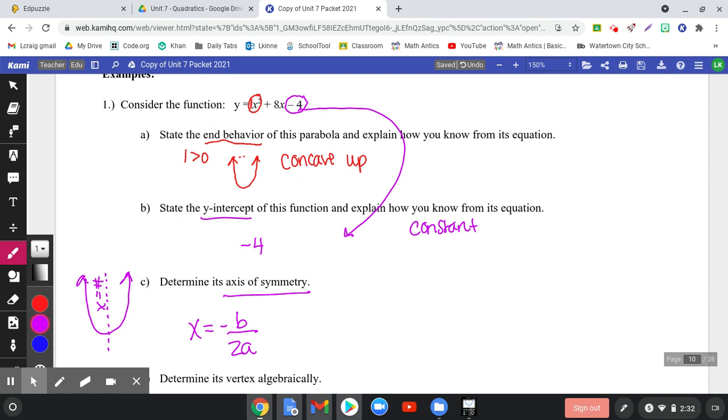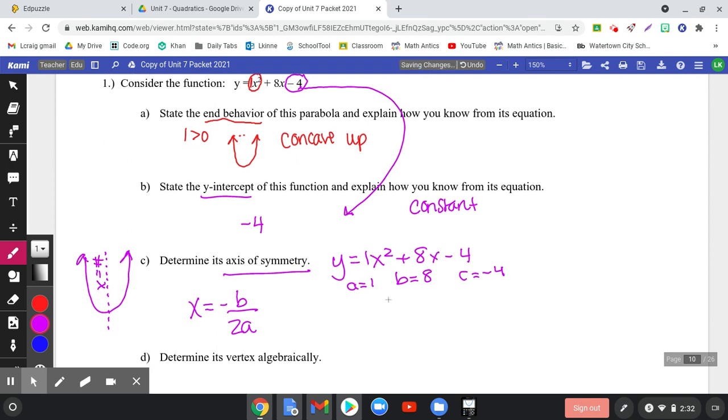Well, let's look at our formula. So I'm going to just write it down here. Y equals x squared plus 8x minus 4. So a is 1, b is 8, c is -4. You only need the a and the b for this formula. So plug it in. Instead of x equals -b, it's -8. Instead of 2 times a, 2 times 1. -8 divided by 2 is -4. So your axis of symmetry is x equals -4.